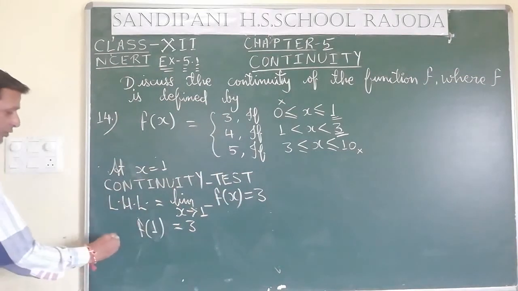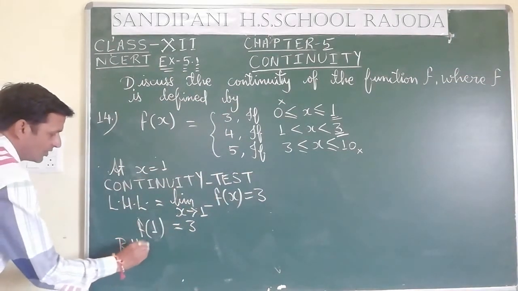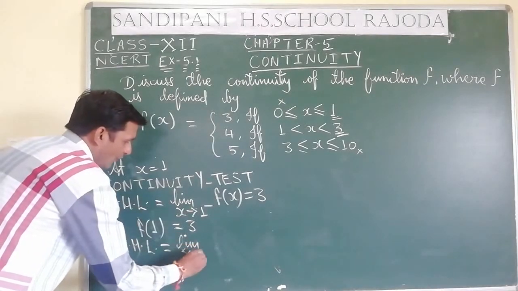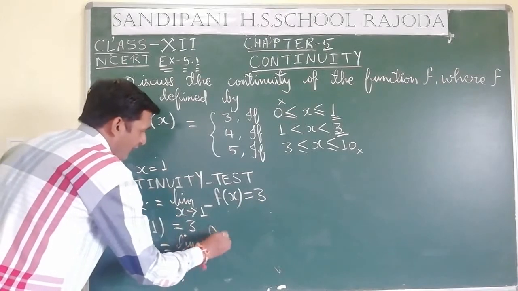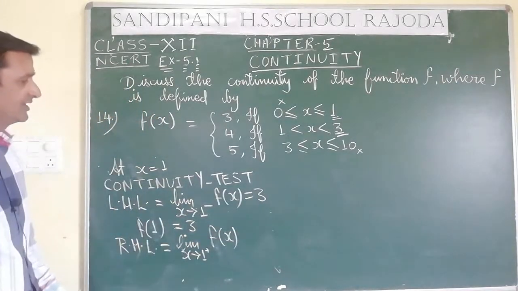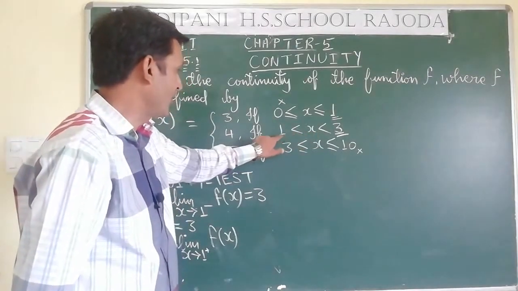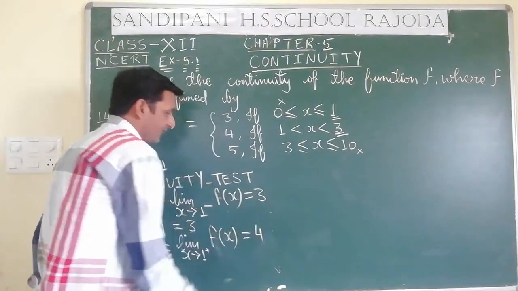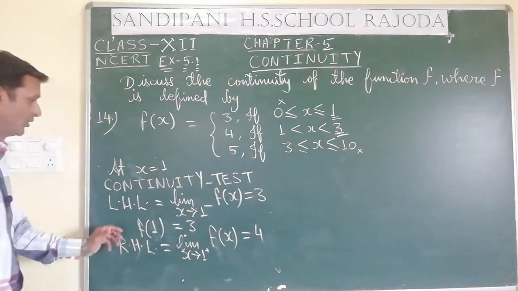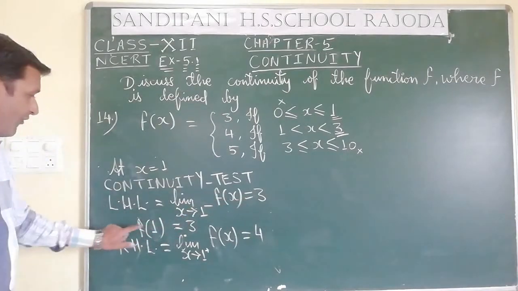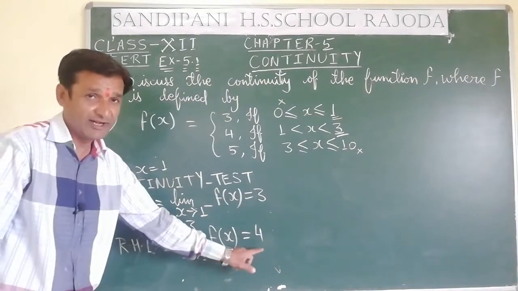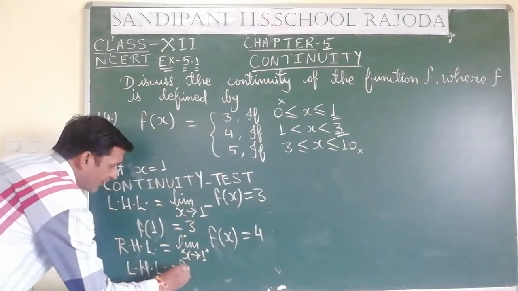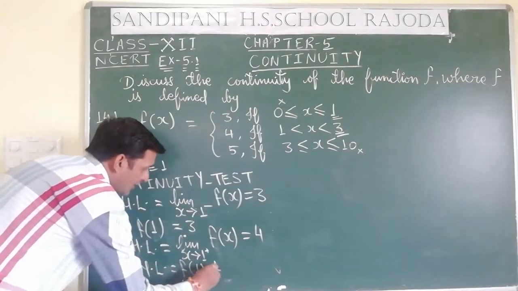Now let us talk about RHL. So RHL is equal to limit x tends to 1 plus, meaning for greater than 1, f of x. What is it? See clearly, x is greater than 1 or 1 is less than x, that is 4. So in RHL it has value 4. Now LHL is 3, f of 1 is also 3, but RHL is not 3, it is 4. So LHL is equal to f of 1, but it is not equal to RHL.